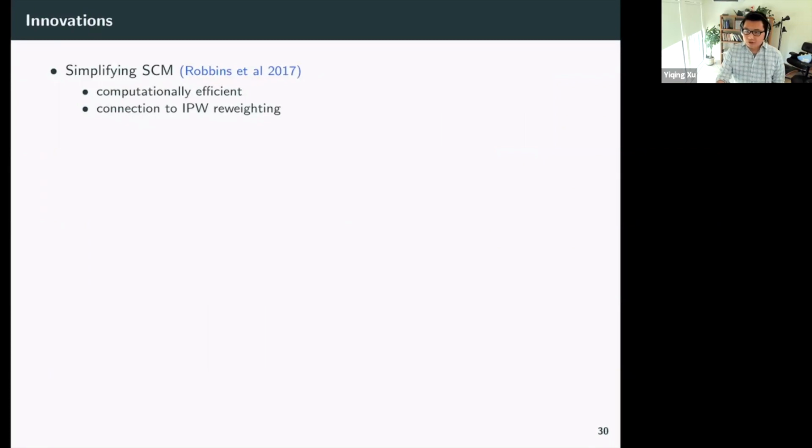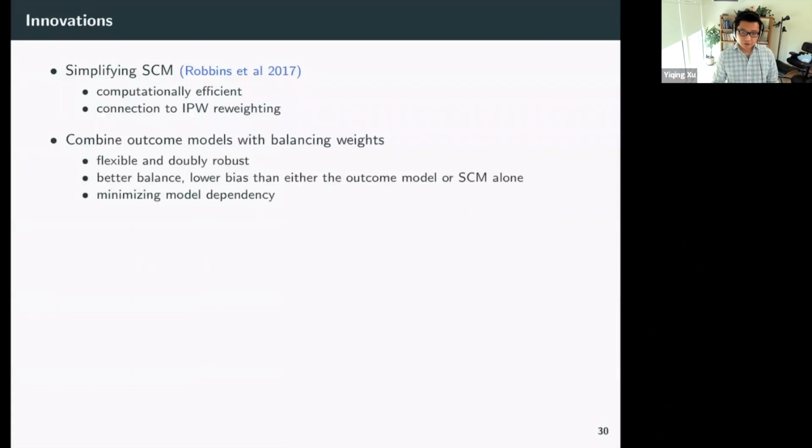So there are several innovations with this idea. One is to simplify the synthetic control method based on entropy balancing. We talk about this idea from the Robbins paper 2017. It is more computationally efficient. And this paper also shows, Michael and co-author in their paper, a connection between IPW weighting and the entropy balancing approach. We'll explain in the next slides. Essentially, the balancing weights have an IPW interpretation, which is nice.